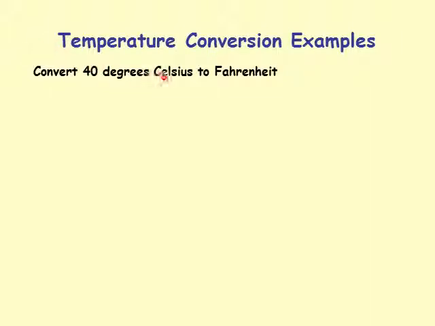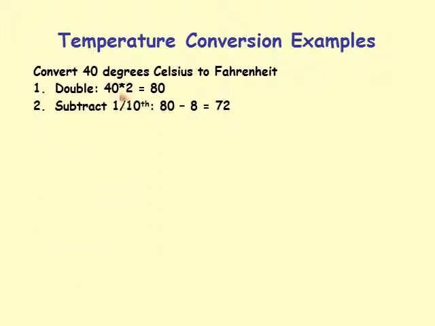Convert 40 degrees Celsius to Fahrenheit. Okay, let's continue. So first we'll do a double of 40, times 2. We will try to do 1.8 times, but we're going to do double. 40 times 2 is 80. Now we will subtract a tenth from this number. A tenth of this double, not a tenth of the original number. So we take a tenth of this and subtract it: 80 minus 8 is 72.